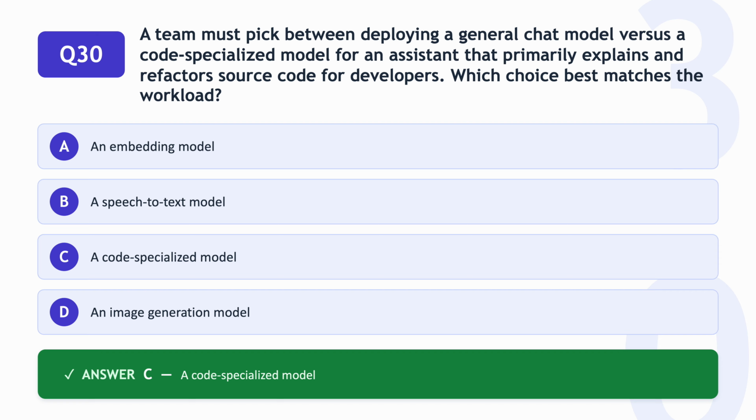Because the workload is heavily focused on programming, a code-specialized model will generally provide better results than a general-purpose chat model.